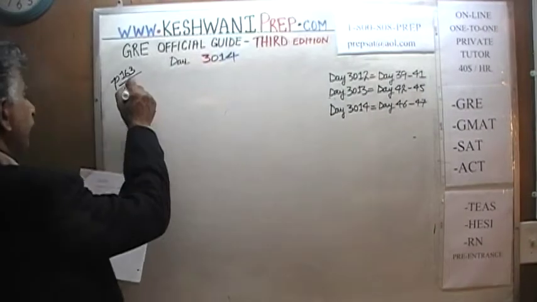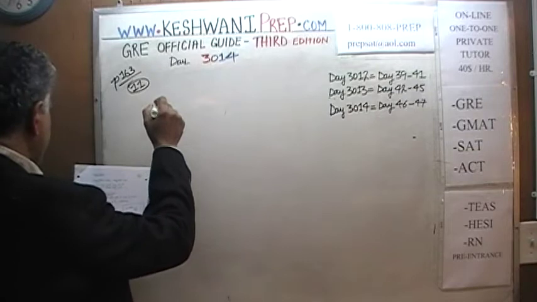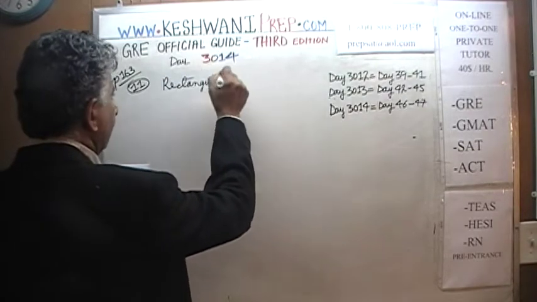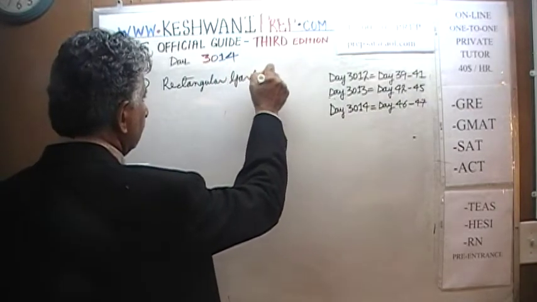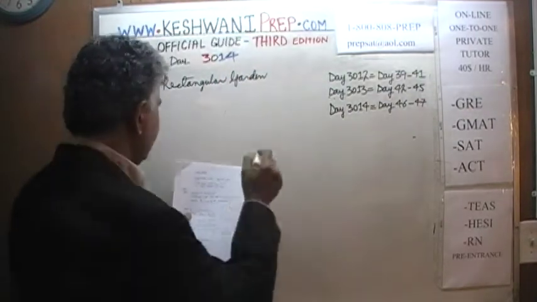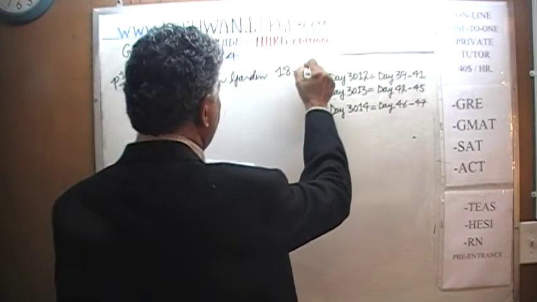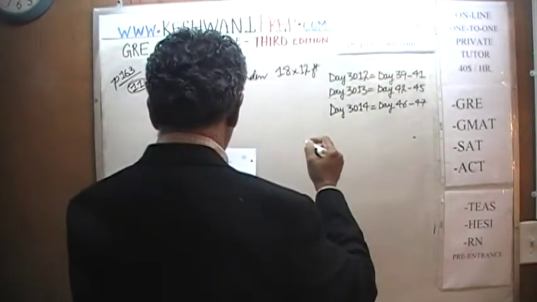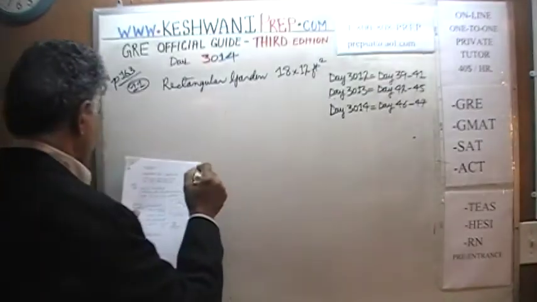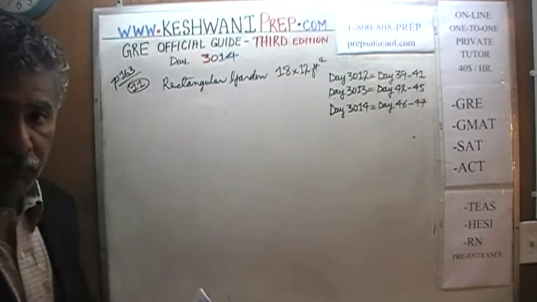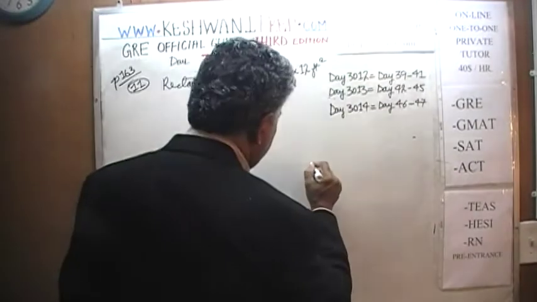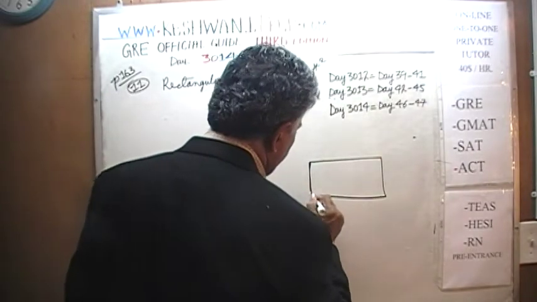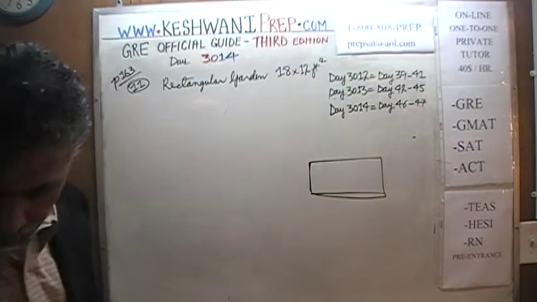In problem number 11, we are told that we have a rectangular garden, and we are told that the garden is 18 by 12 feet. And here's our garden. The garden we are told is 12 by 18.